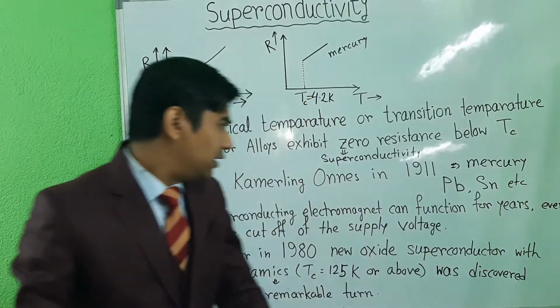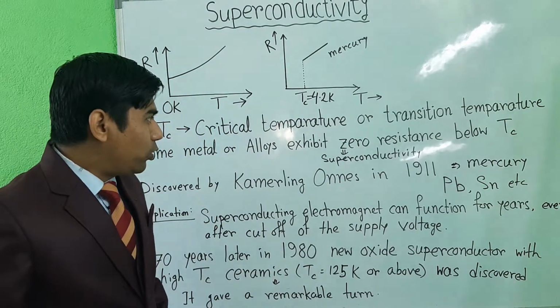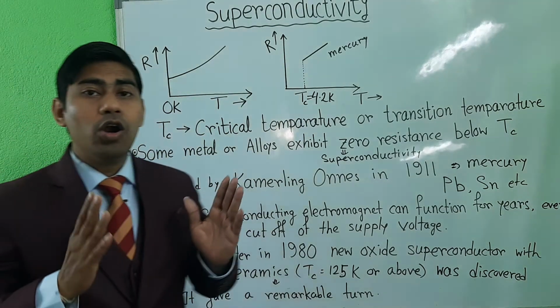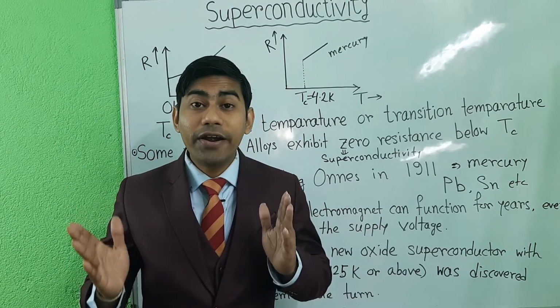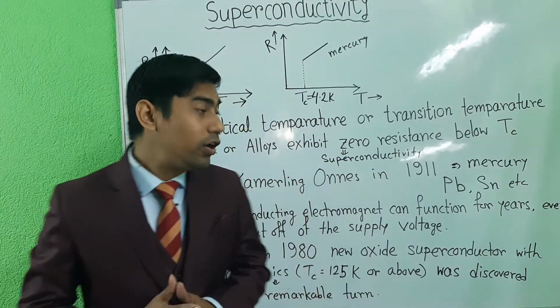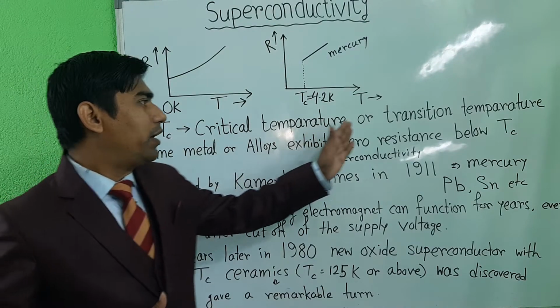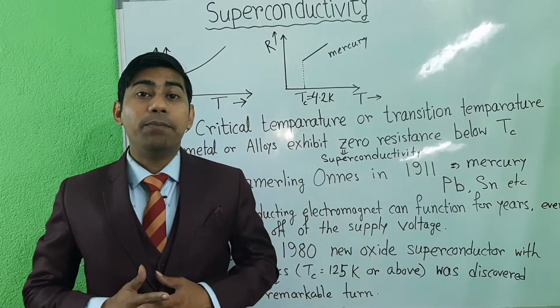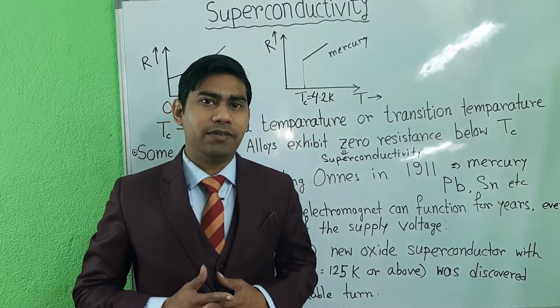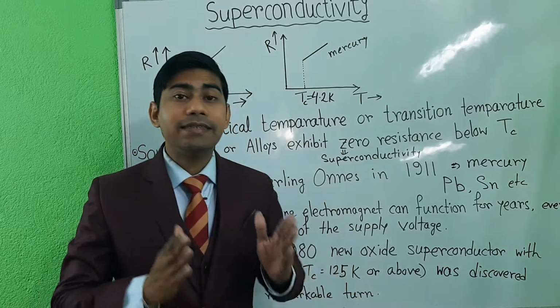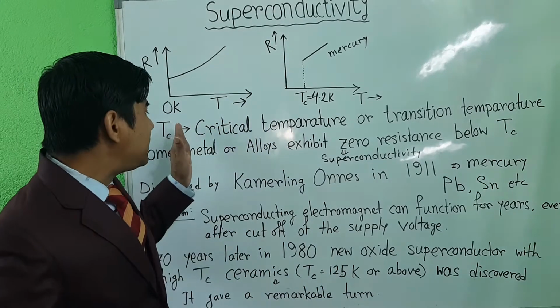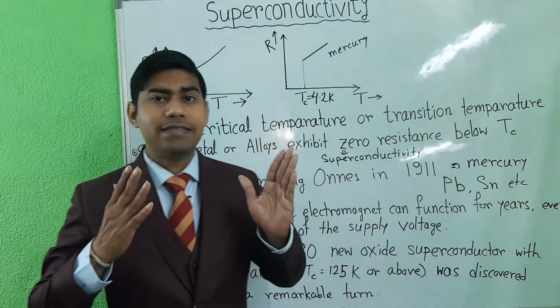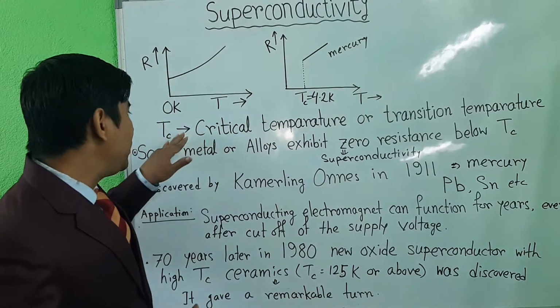Okay. Now, the temperature at which transition from normal state to superconducting state occurs is called critical temperature or transition temperature, and different metals have different transition temperatures. The material is in the normal state above Tc and in the superconducting state below Tc.